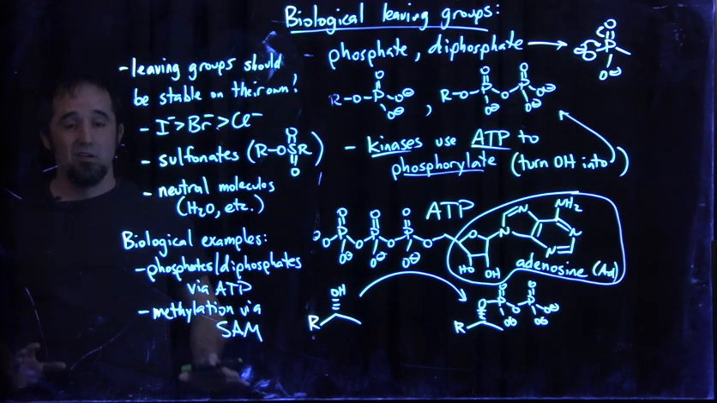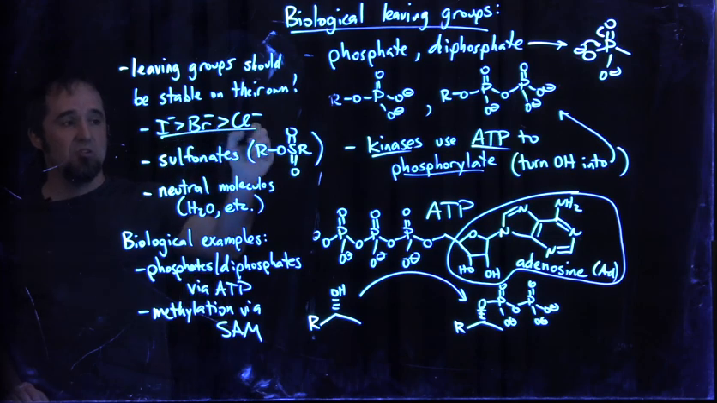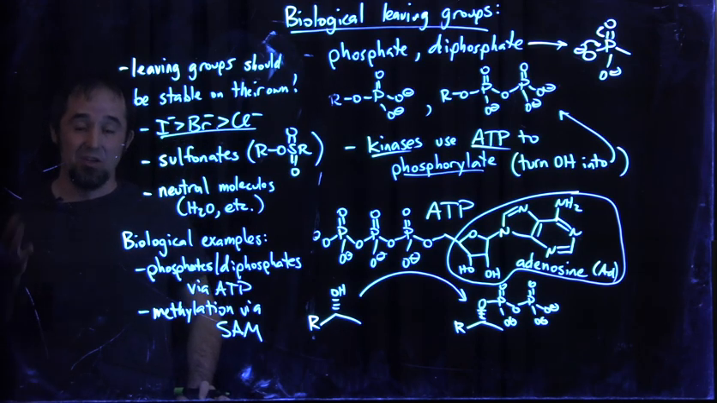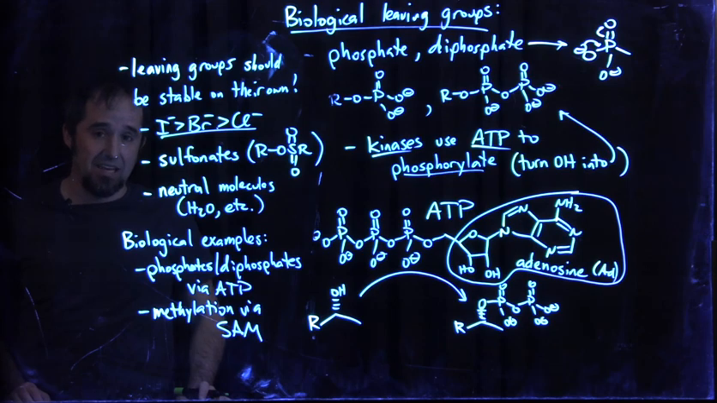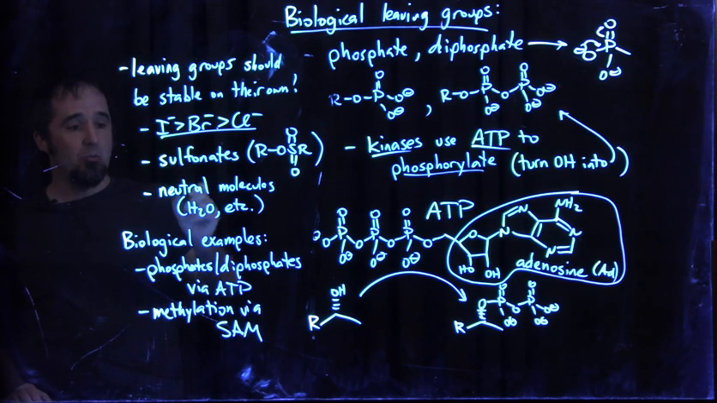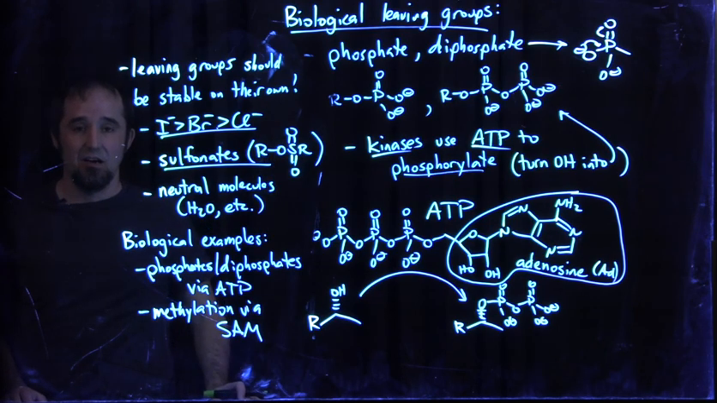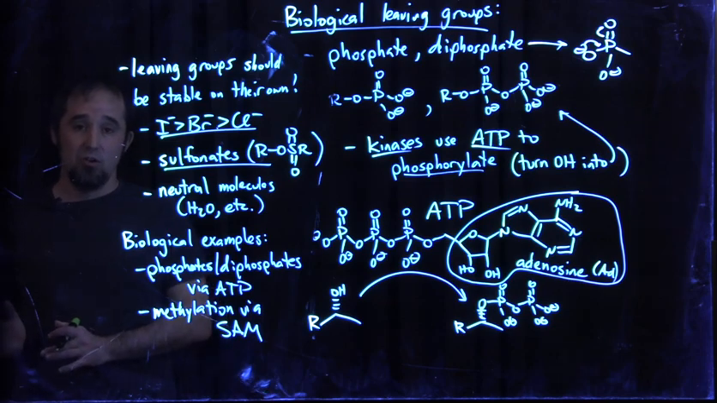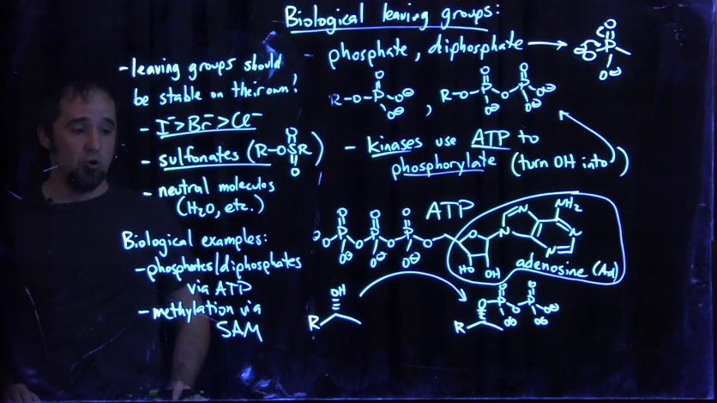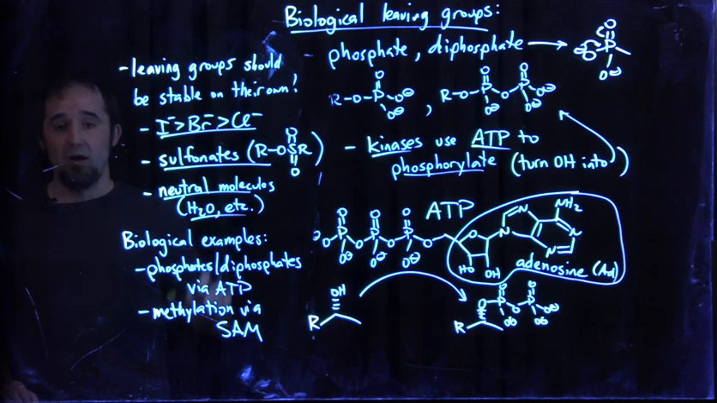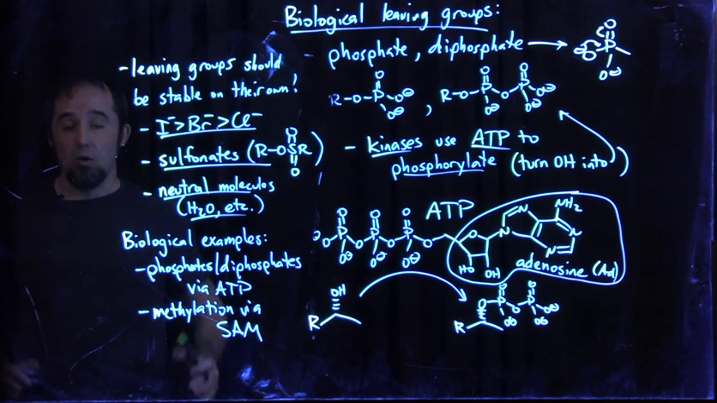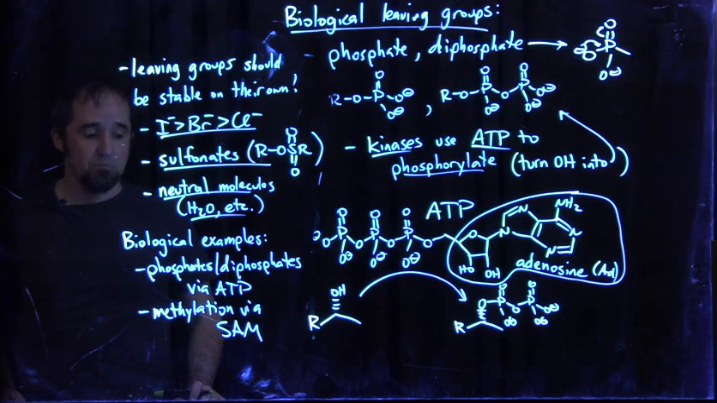To recap, leaving groups should be stable on their own. Most of the time, we're going to have halides as our leaving group. They're really good at this because they can spread that negative charge out. Another important leaving group is the sulfonate. Again, they can spread that charge out among many oxygens. Those are attractive because we can turn alcohols, which have bad leaving groups in OH, into sulfonates, which are good leaving groups. We can also just think about neutral molecules, right? So when we use strong acid, water was our leaving group, and water is pretty stable.